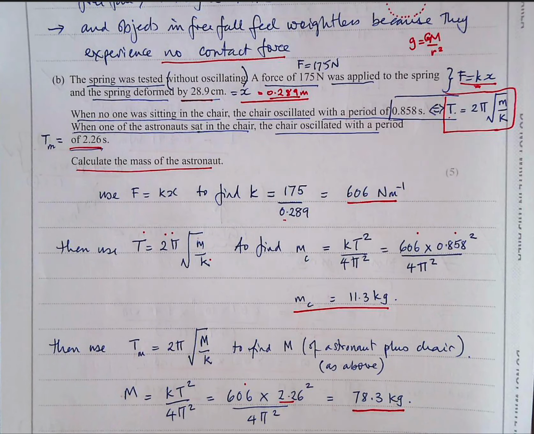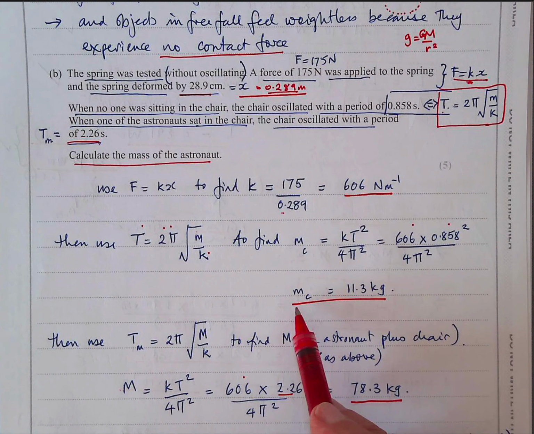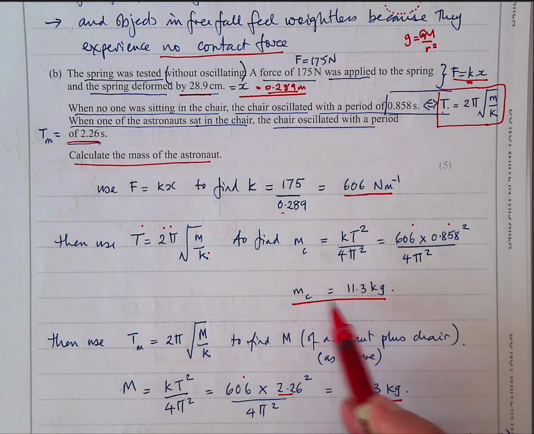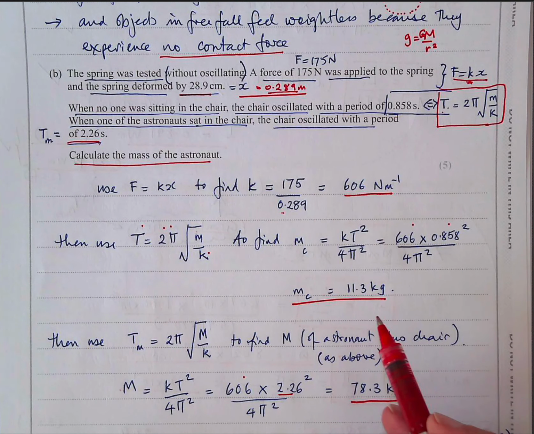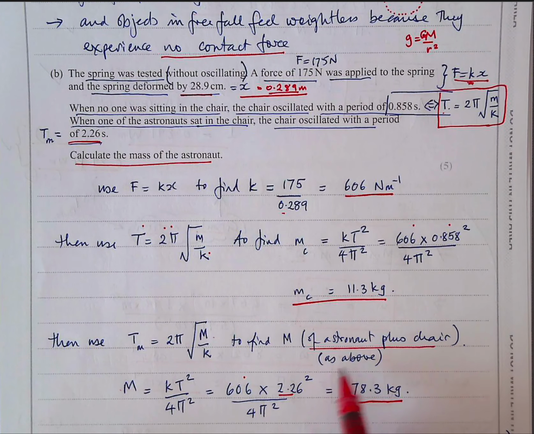Apologies once again, I have to go through that again, so hopefully you followed me before. When we work out the mass of the chair, we're just putting in the value for the period when the chair was empty. We'll come up with the mass from this equation of 11.3 kilograms. Now you put the astronaut in it, and that means the astronaut and the chair are oscillating. So this is the total mass, the astronaut plus the chair. It's exactly the same equation. You put the new period in, and you'll get the new mass.